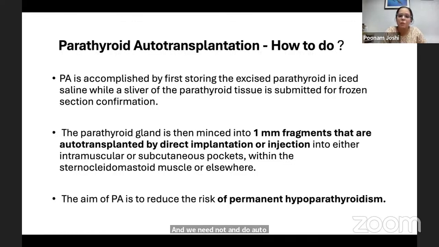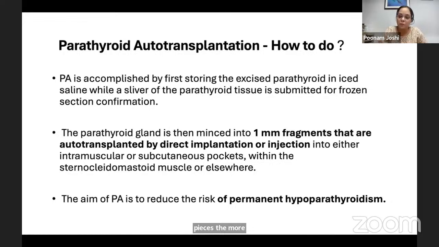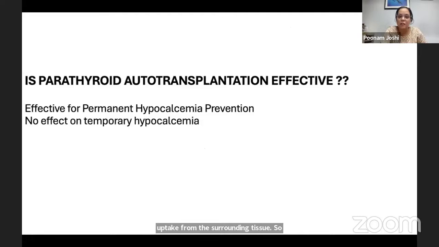So I think we all know the basic procedure. You have to mince it as much as possible, usually into very thin pieces, because the thinner it is, the easier it is for it to develop its blood supply, and there is a higher chance of uptake from the surrounding tissue. I think we have many slides on this.